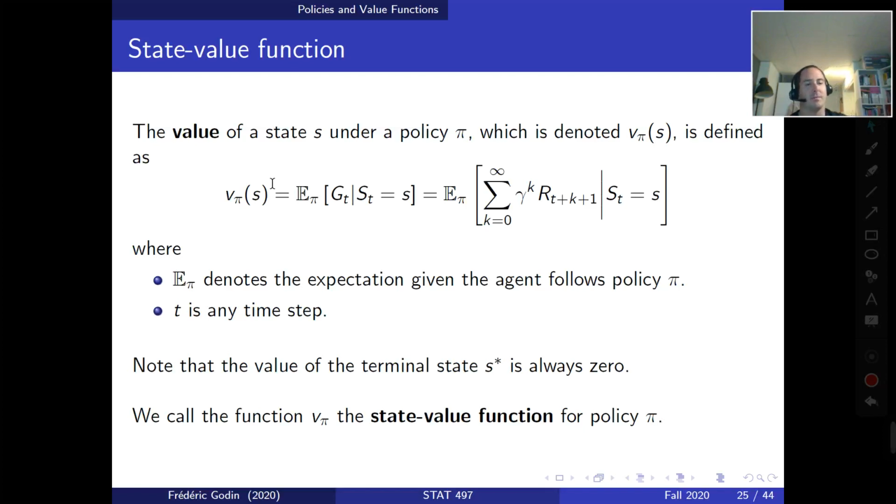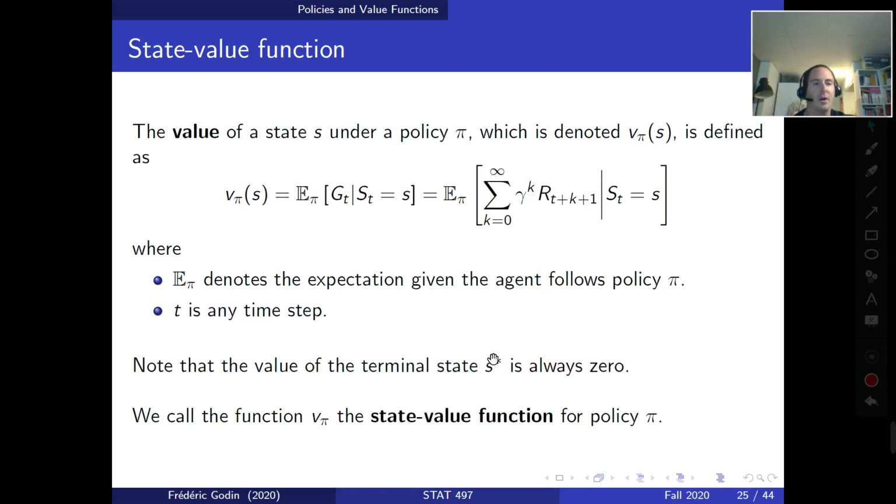And for this reason, whatever the current time step t is, if you start in a state s and you follow some fixed policy, your expectation of the future discounted rewards will be the same regardless if you're at time 1, 2, 3, 4, 5, or anything else. So if you start in state s, it doesn't matter at which time step you're in, your expected reward in the future will be the same. This is sometimes referred to as time homogeneity.